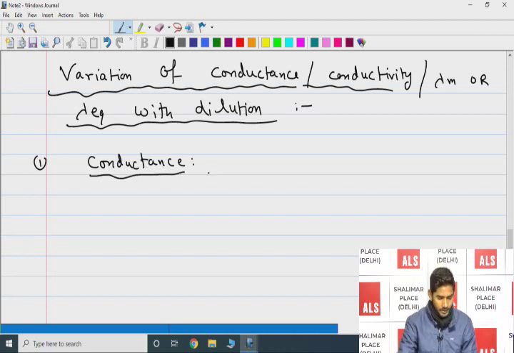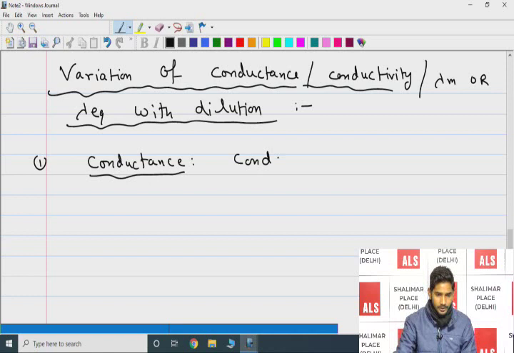Okay, see, conductance actually increases in both types of cases. So we can say in both cases, whether it is a strong electrolyte or a weak electrolyte, it will increase definitely, but the reason will be different for both types of solutions. Okay, so let's check out what is the reason behind that. You can copy this statement with me and then we will discuss.